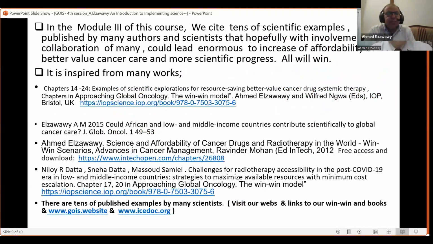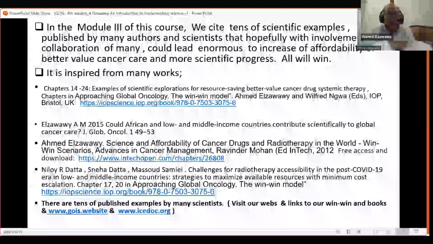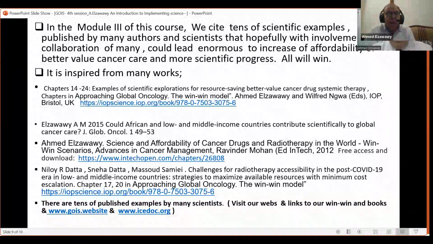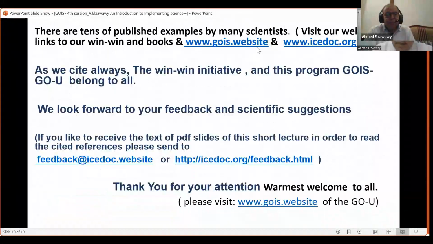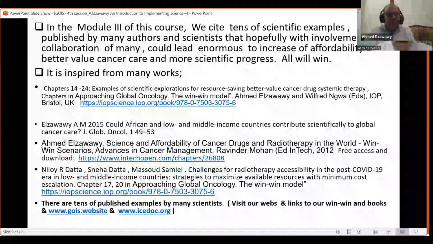And in this program, surely, in module 3 of this course, we see tens of scientific examples published by many authors and scientists that hopefully, with involvement and collaboration of many, could lead to enormous increase of affordability, better value cancer care, triple value cancer care, and more scientific progress. All will win.